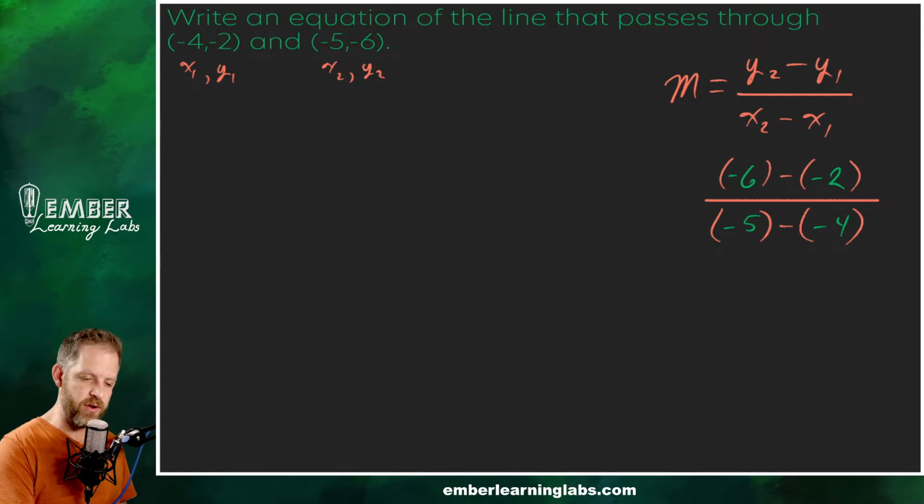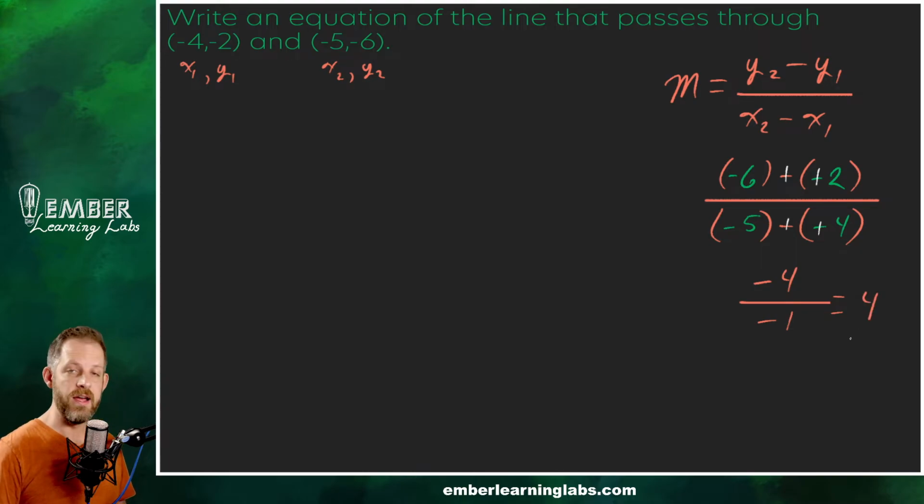We've got negative, negative. What do we do with that? We ka-chink, ka-chink, right? So then we have negative 6 plus 2. The signs are different. We subtract and keep the sign of the bigger one. So it's negative 4 over, and then negative 5 plus 4. Signs are different. Subtract and get the sign of the bigger one. So it's negative 1. Negative 4 divided by negative 1 equals positive 4. So our m equals positive 4.